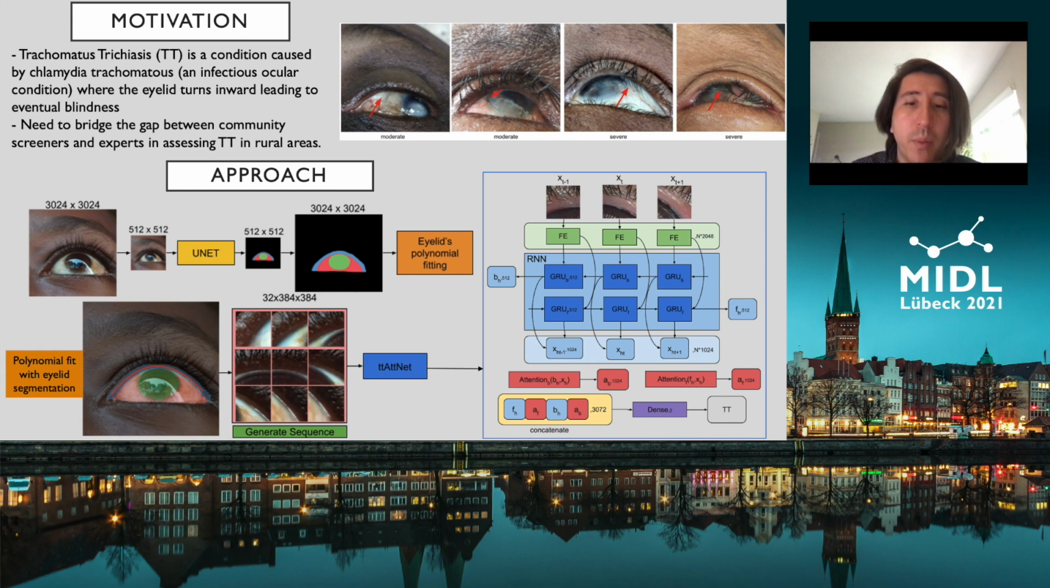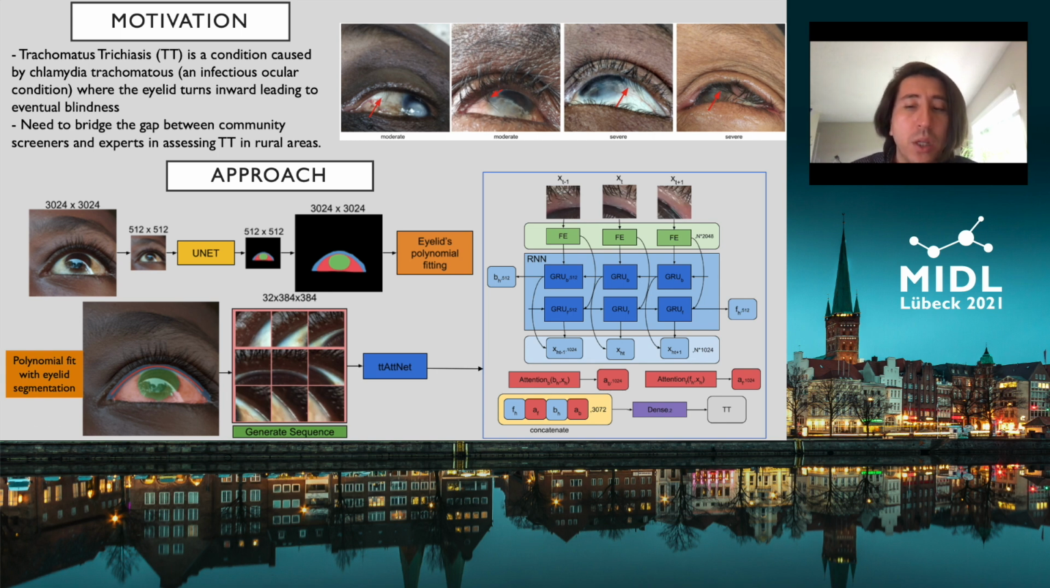A recent study published by Green shows that 30% of TT positive community members are not identified by the case finders. And there are many reasons why this could be the case. It may be that they don't have sufficient knowledge to determine whether the eyelashes are touching the globe or not, or maybe there is no good understanding of the problem. So in this paper, what we want to propose is to close the gap between experts and non-experts in assessing the condition.